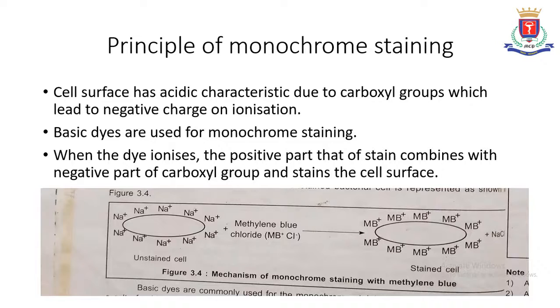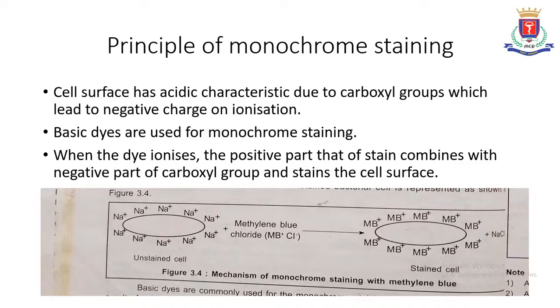Now what is the principle behind monochrome staining? The cell surface is usually acidic in nature due to the presence of carboxylic groups. The cell wall is made up of proteins, lipopolysaccharides and peptidoglycans. If it is made up of peptidoglycans, obviously proteins will be present. Proteins contain amino acids, and an amino acid contains both an amino group and a carboxyl group.